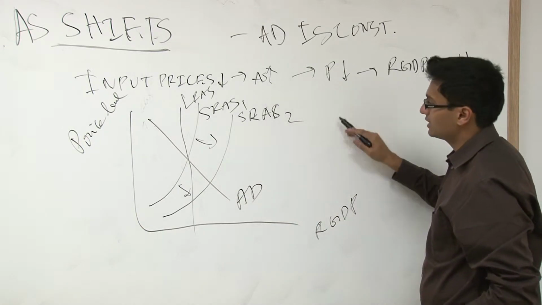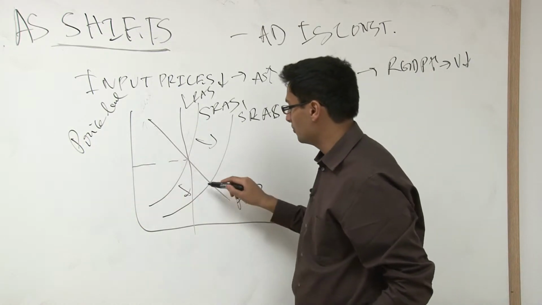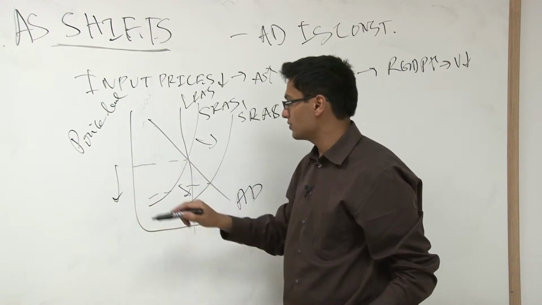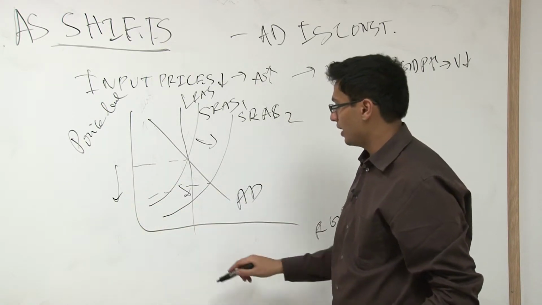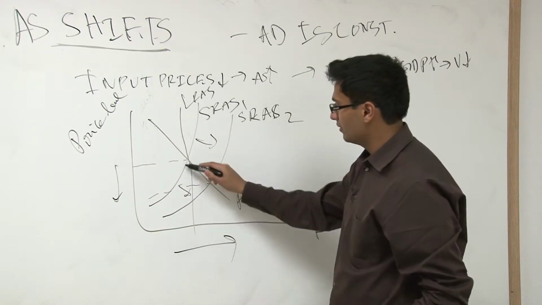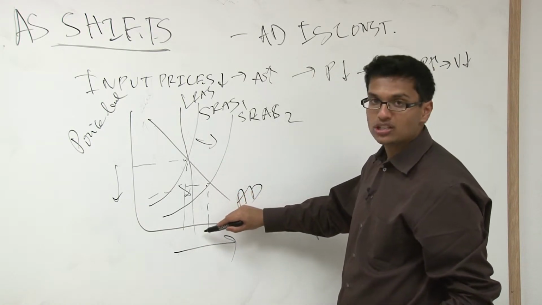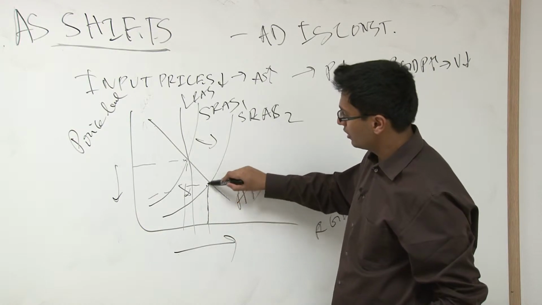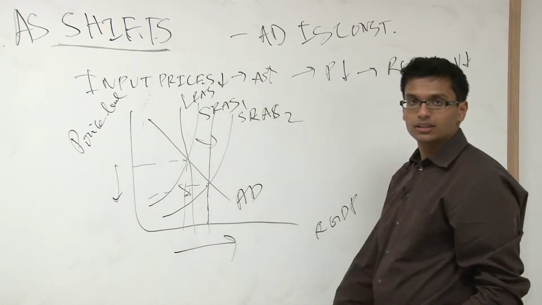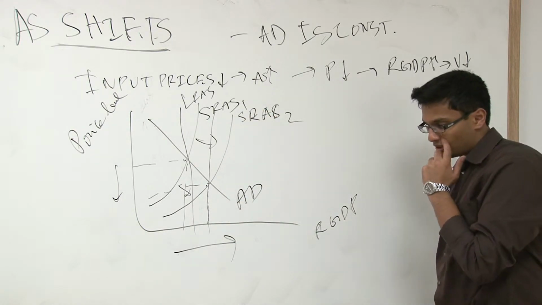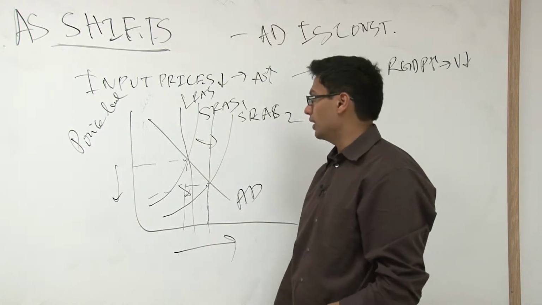I said that price levels have come down. This is my price level before. Now after, price levels have come down, and my RGDP has actually increased, from here to here. And if those input prices change permanently, you have a new LRAS that looks something like that. So make sure that you understand if it's temporary or permanent.